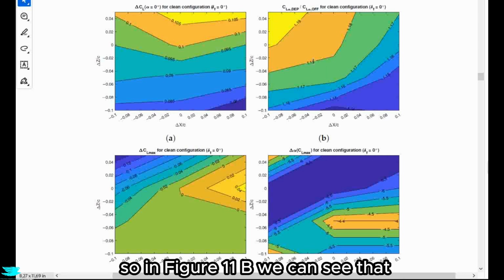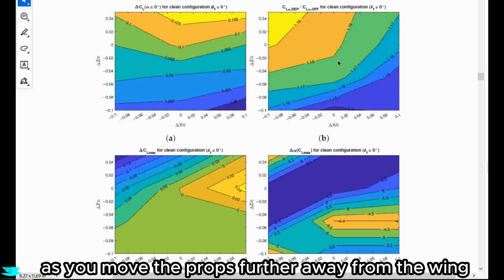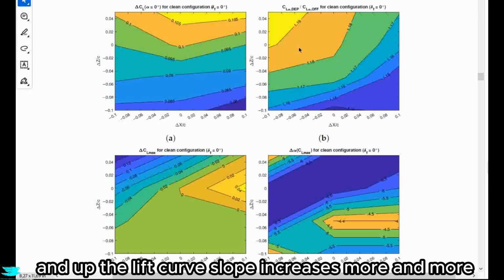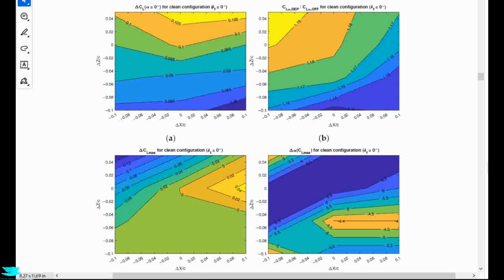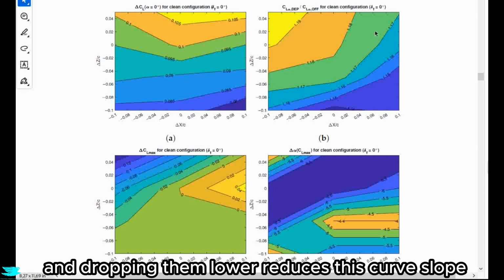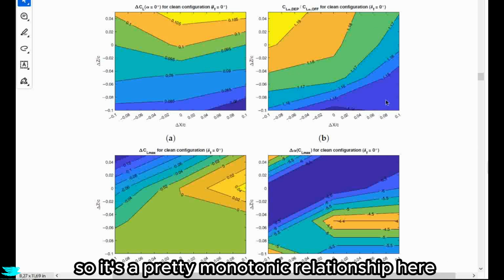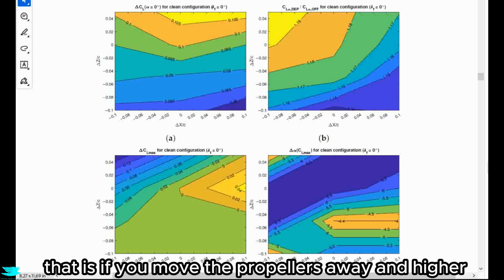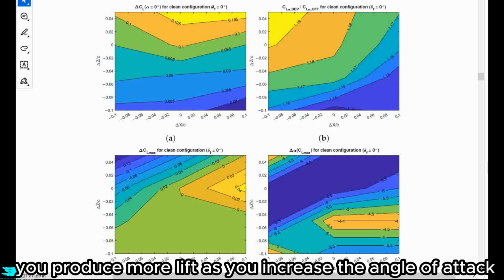So in figure 11b, we can see that as you move the props further away from the wing and up, the lift curve slope increases more and more. And moving the propellers closer to the wing, so to the right here, and dropping them lower, reduces the lift curve slope. So it's a pretty monotonic relationship here. What that means is, if you move the propellers away and higher, you produce more lift as you increase angle of attack.